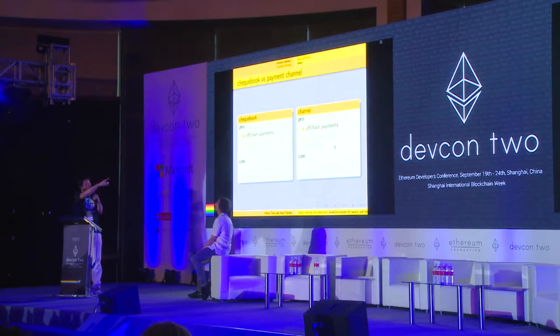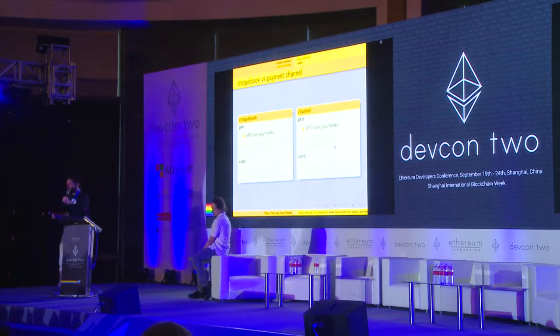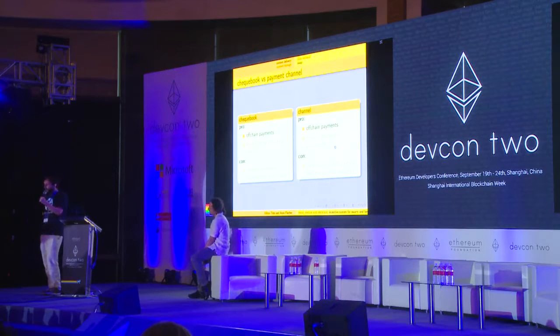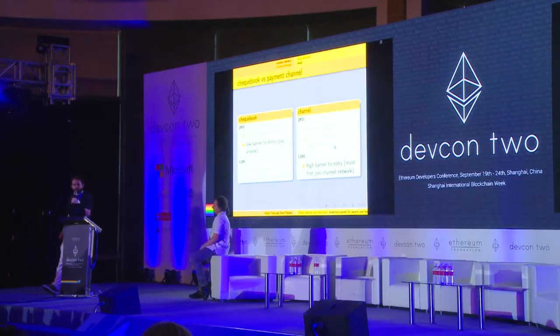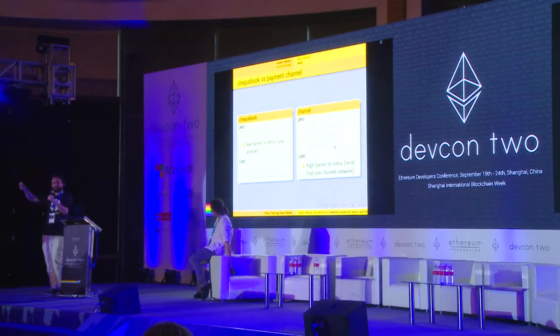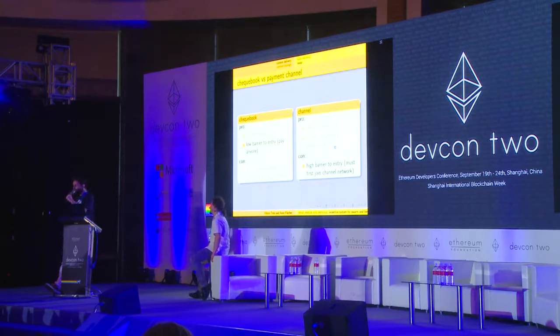Both payment channels and checkbook move transactions off-chain. The checkbook has a very low barrier to entry because if I have a checkbook contract deployed, I can start paying every one of you, and you can all use my checks and send them to the checkbook contract in order to cash in the check. Whereas in payment channels, everyone would have to have joined the payment channel network.